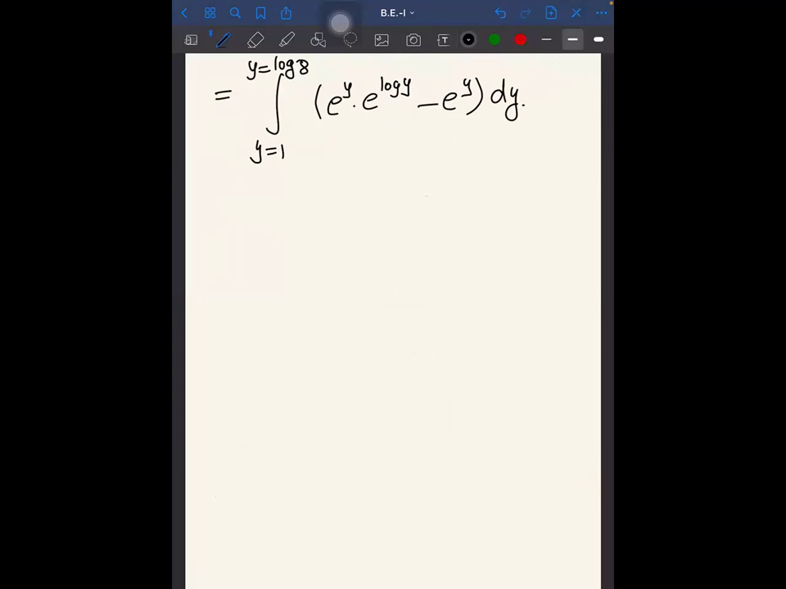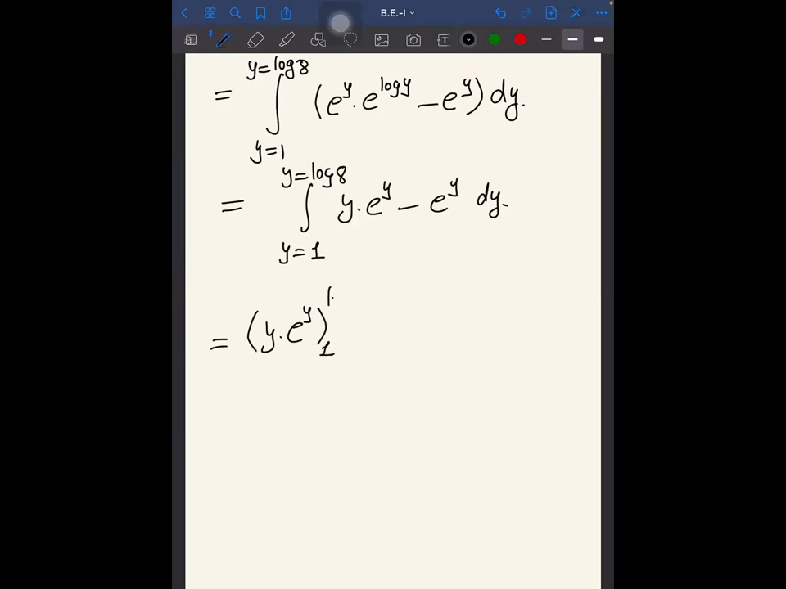Yes, sir. So e raised to power log y will become what? Y. So y·y minus ey dy. Right? So again we'll integrate. So y as such, ey integral ey, so 1 to log 8 minus derivative of y would be 1. Integral of ey would be ey, 1 to log 8, minus integral of ey again ey, 1 to log 8.